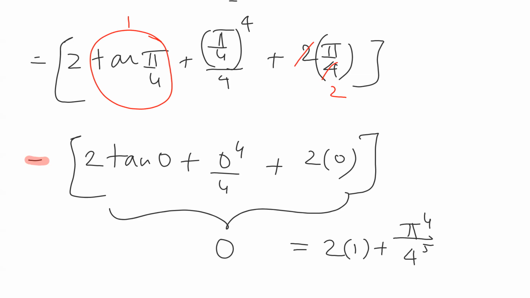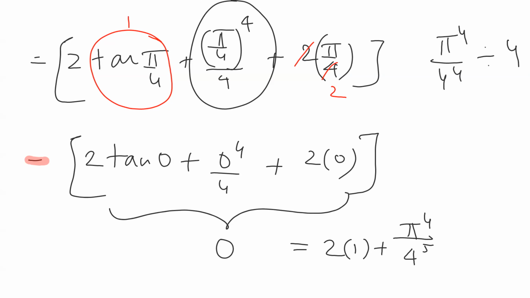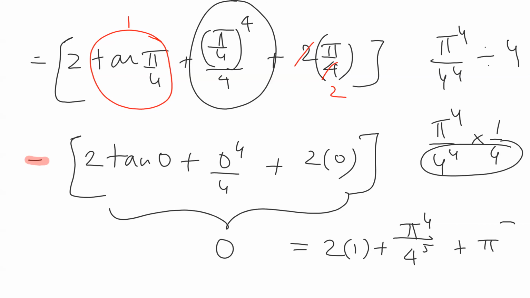How did this become 4 raised to 5? So it is pi raised to 4 by 4 divided by 4. So pi raised to 4 by 4 raised to 4 into 1 by 4. If we multiply 4 raised to 4 into 4, it will give us 4 raised to 5, plus pi. Okay, so this is our answer. 4 raised to 5, you can obviously expand using a calculator.